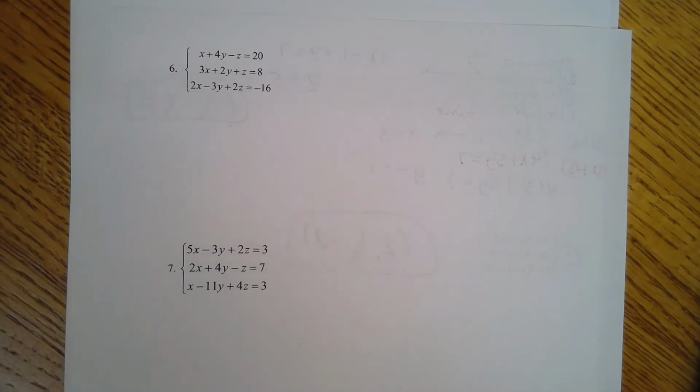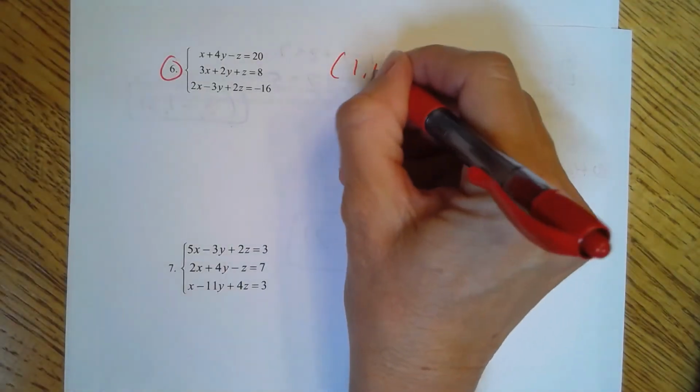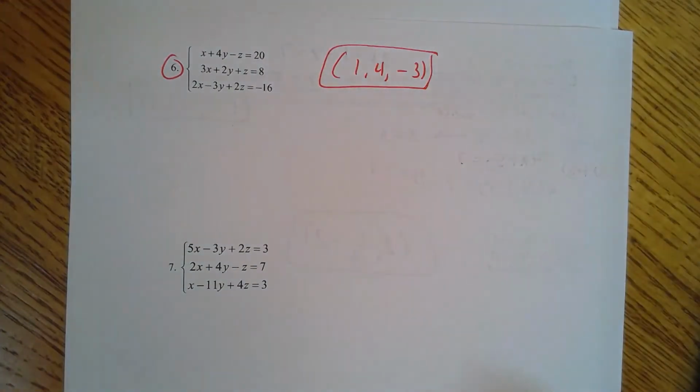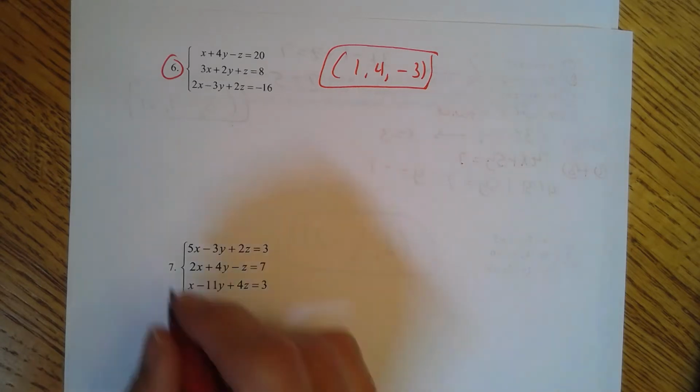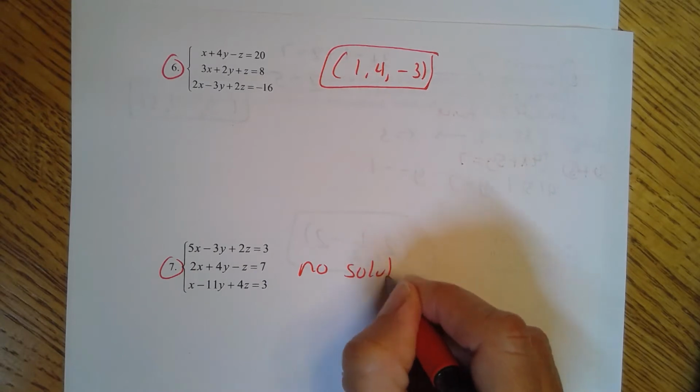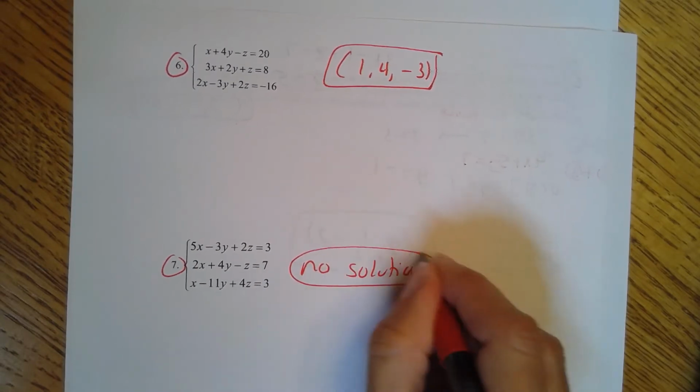So again, we can think about which variable looks easier to eliminate. And I'm going to just give you the answer to number 6. Work it out and see if you get 1, 4, and -3. So make sure you can do that one. On number 7, I'm also going to give you the answer, and the answer to number 7 would be no solution. So again, see if you can work that one out by getting a no solution.